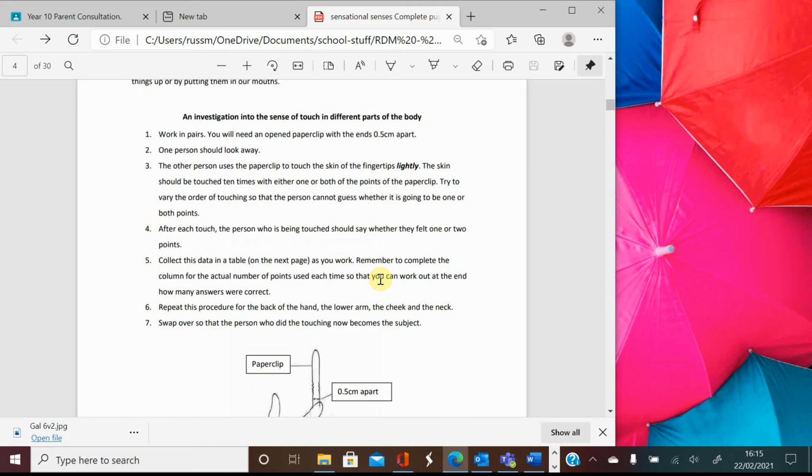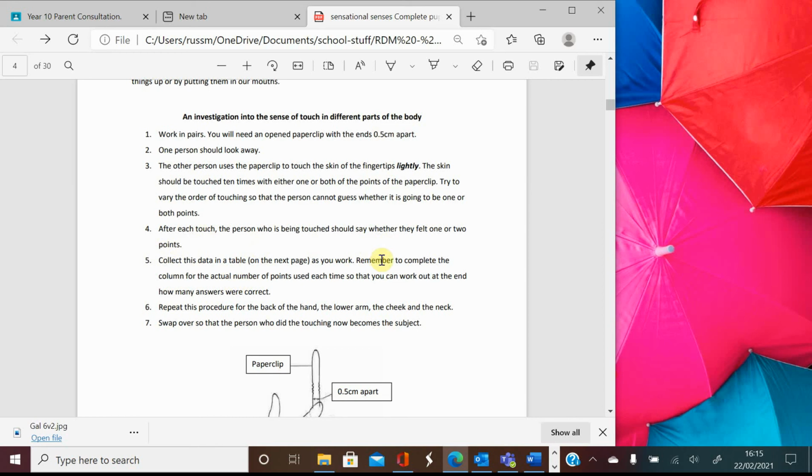So the idea is that the other person, unknown to the one that's being experimented on, basically touches the skin lightly. It should be touched 10 times, with either one or both points. So done quite randomly. Try not to do a predictable pattern, and then vary the touching so the person can guess whether it was one or both points. And then you record a little bit of data and so on.